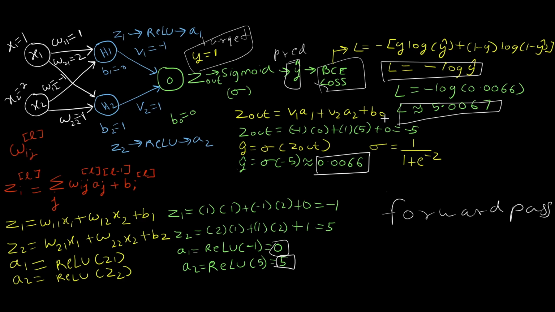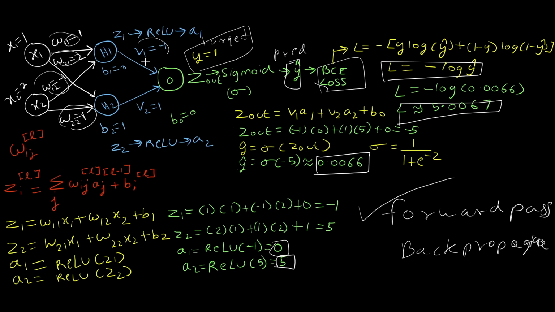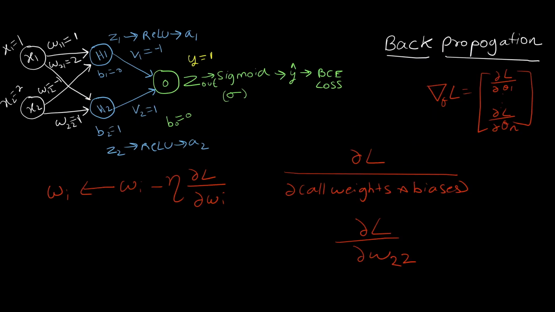So now our goal is to backpropagate this loss back to all the neurons so that the weights can be adjusted in such a way that the loss is minimized. So that's what we're going to see next. Let's quickly talk about the idea behind backpropagation.